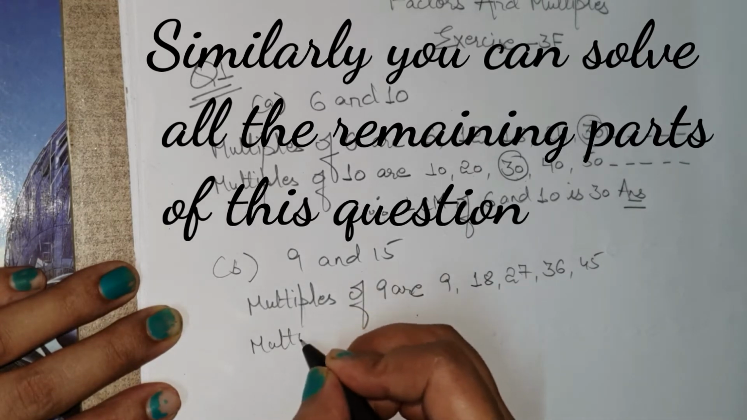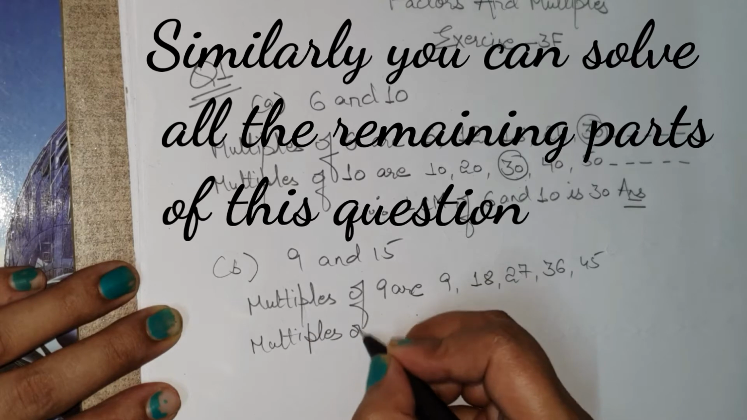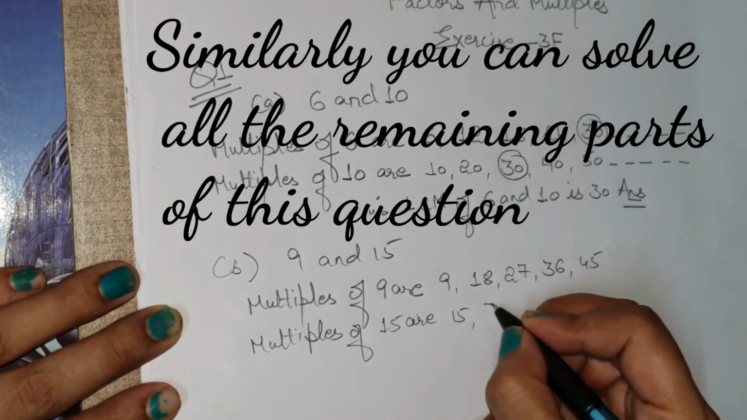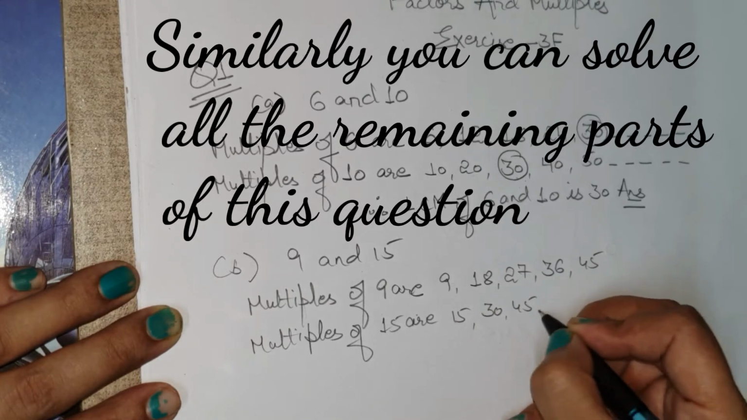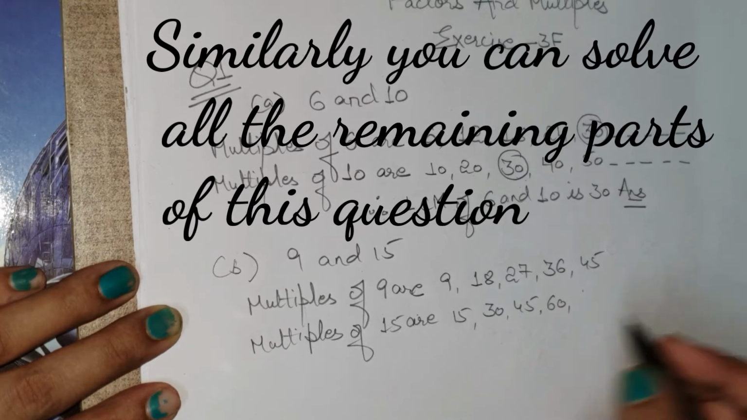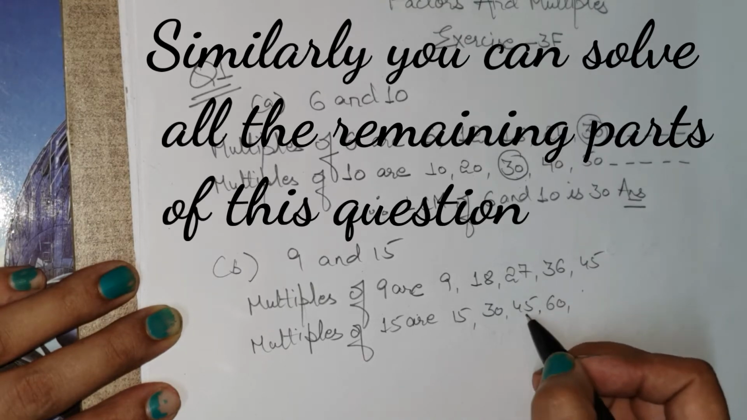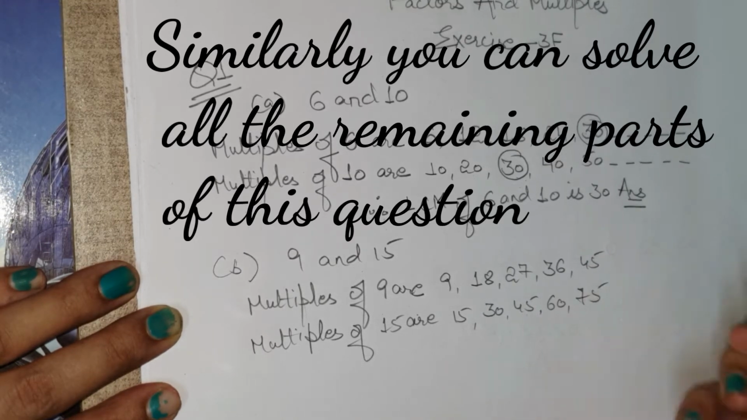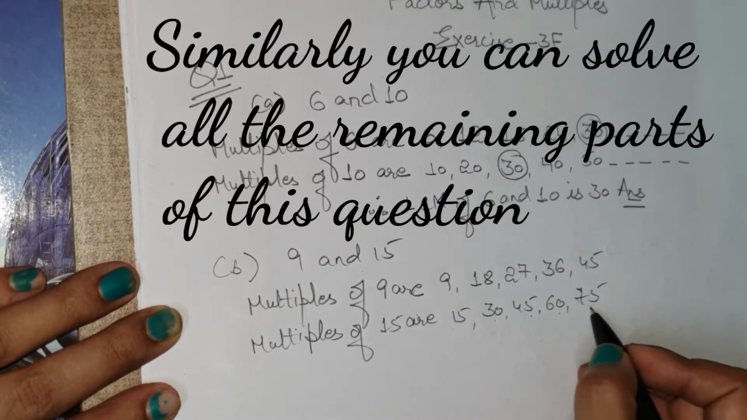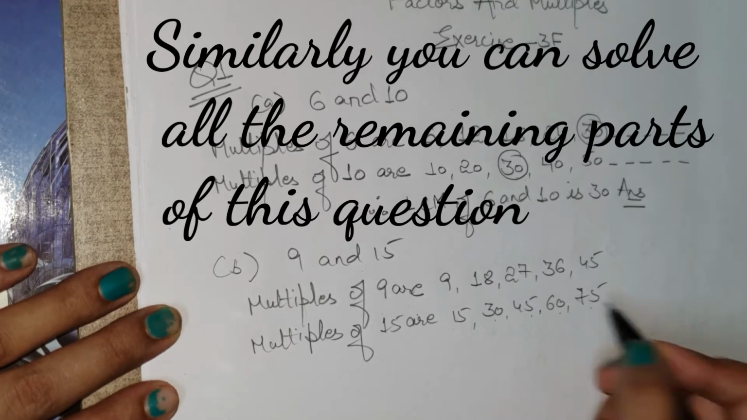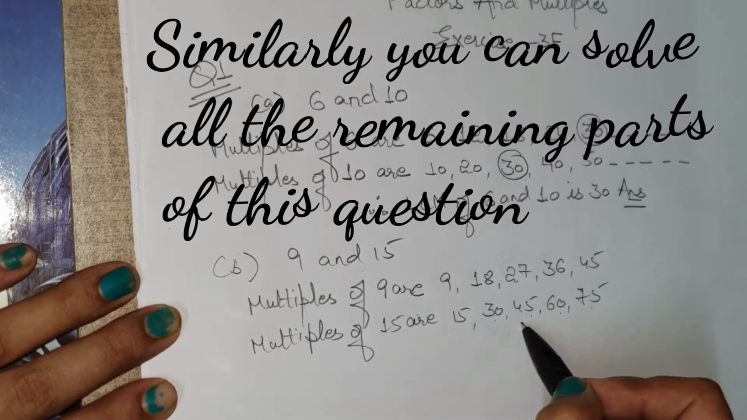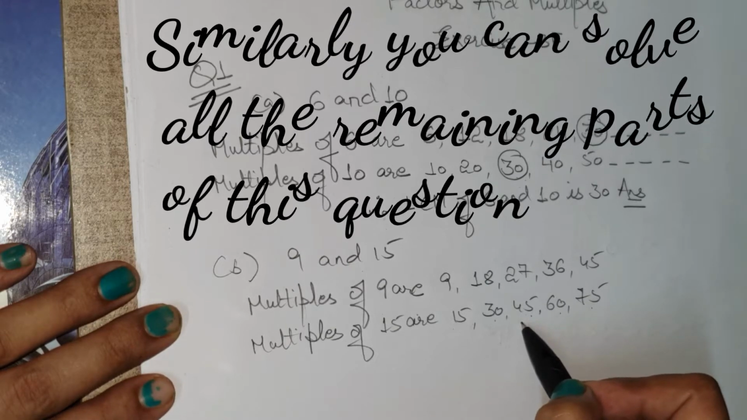Now in the same way you will write the multiples of 15. The multiples of 15 are 15, 30, 45, 60 and 75. 15 1s are 15, 15 2s are 30, 15 3s are 45, 15 4s are 60 and 15 5s are 75. Now after writing the multiples till 5, we will see whether we have got any common multiple or not.